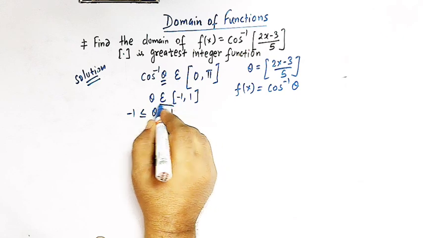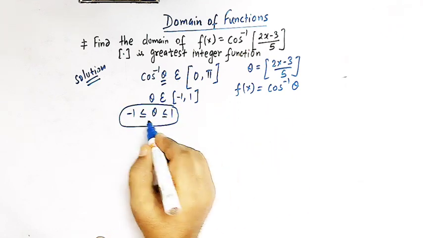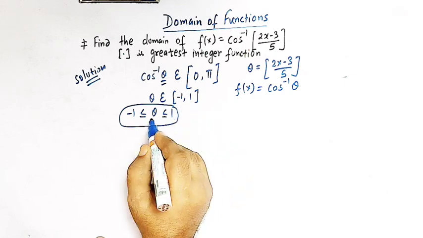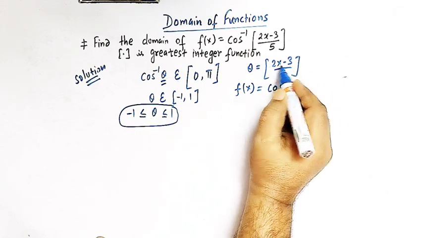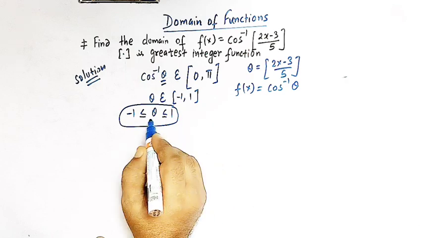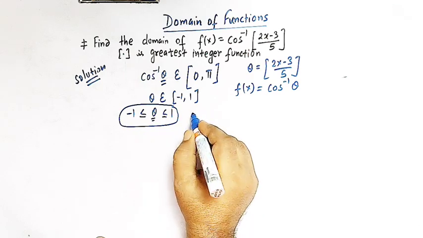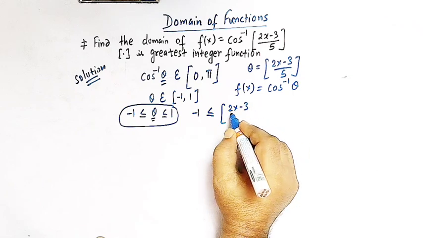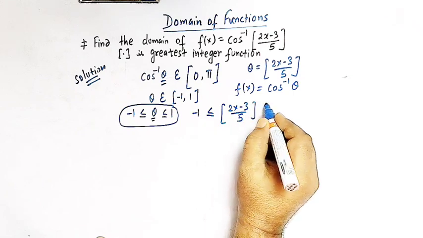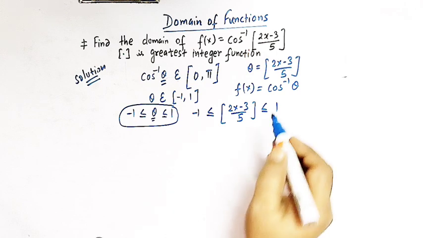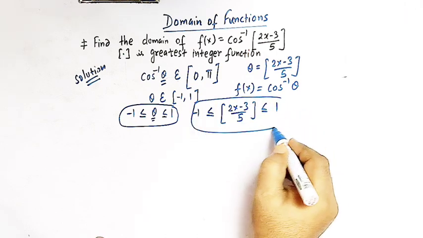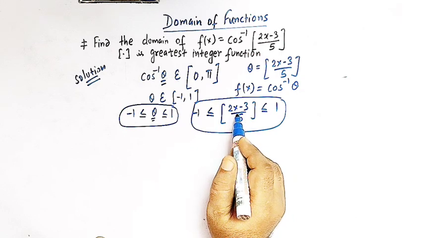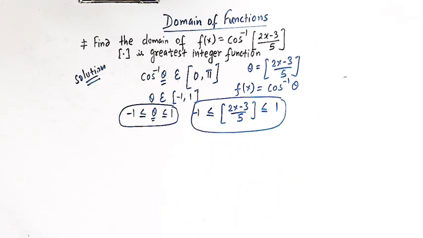And now we'll make use of this inequality, that is theta must belong to the interval minus 1 to 1. So taking theta as the greatest integer of (2x minus 3) over 5, over here we have minus 1, and then the greatest integer of (2x minus 3) over 5, and this is less than or equal to 1. So now we have this important inequality, and we have to solve this inequality to get the values of x.